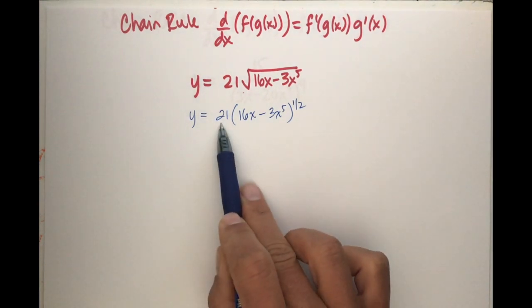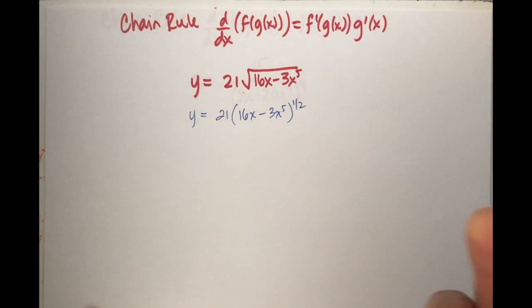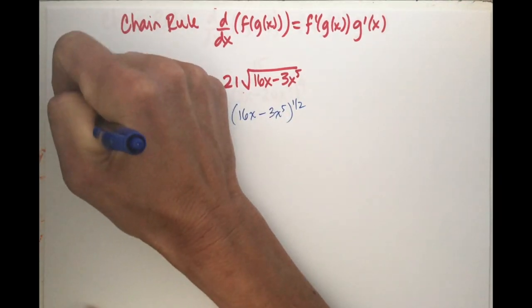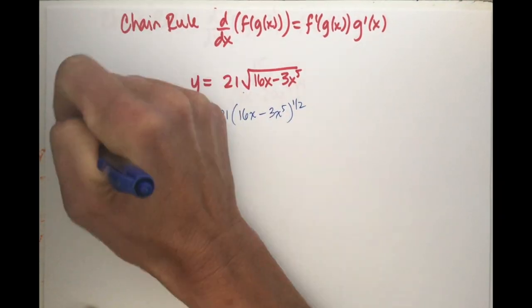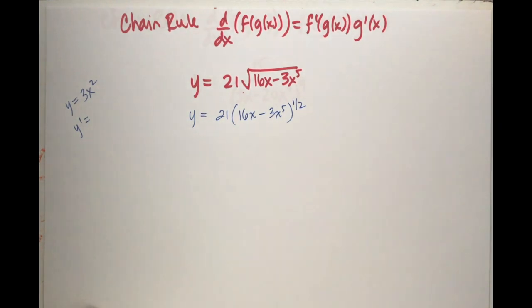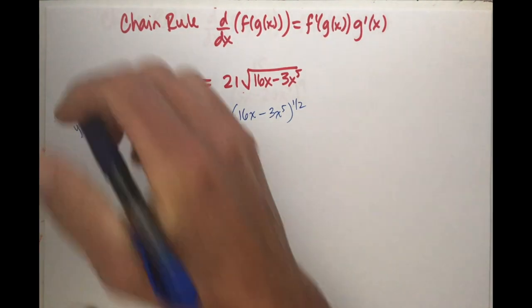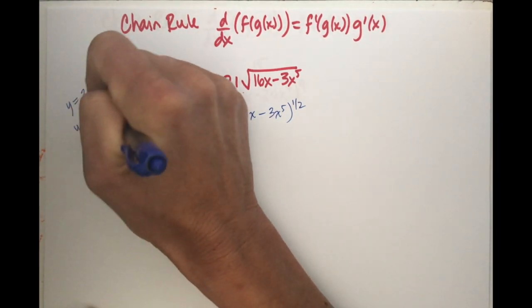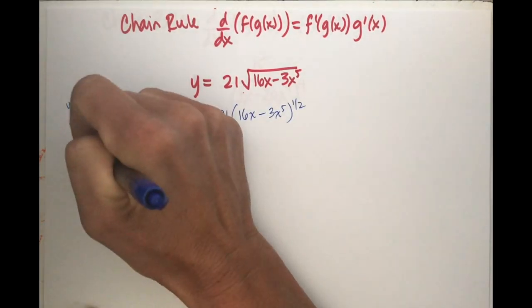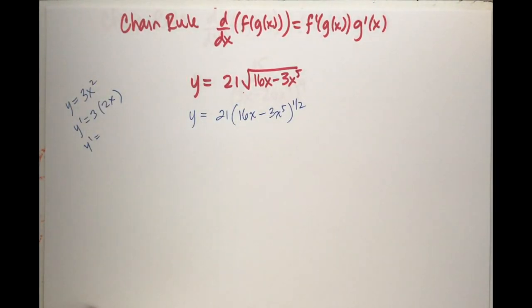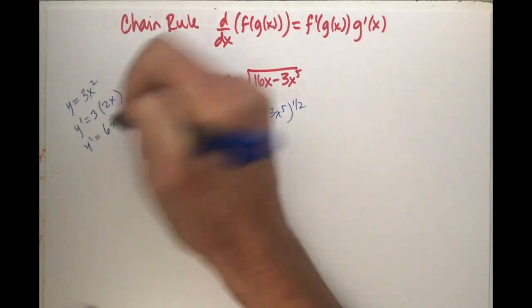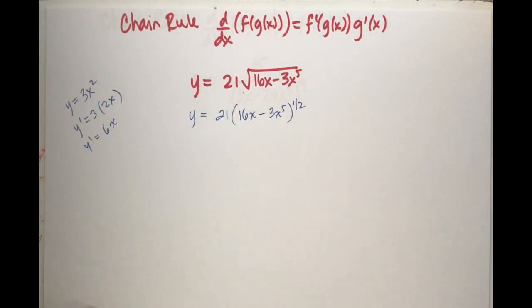So the 21 out here is just like what we've been doing. Like if I had y is 3x squared, the derivative, I'm going to use the power rule, so that 2 is going to come down, and I'm going to have 3 times 2x. So my derivative, that 3 just kind of comes along for the ride. My derivative is 6x. So that 21 is just going to come along for the ride.